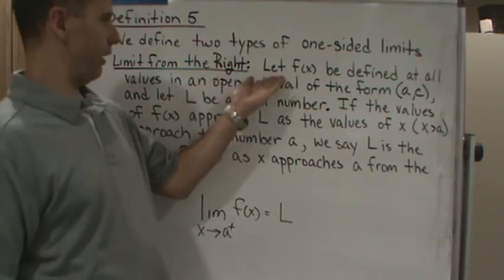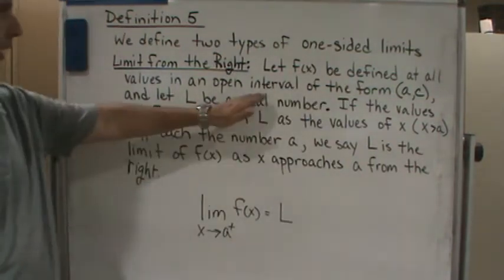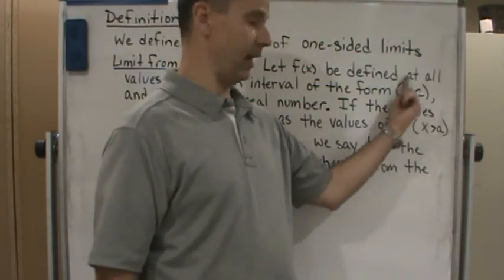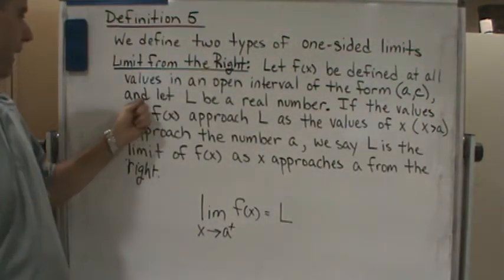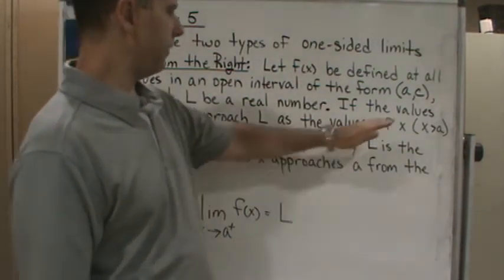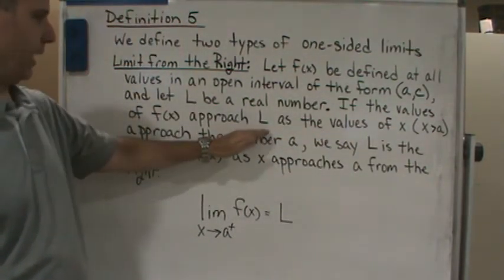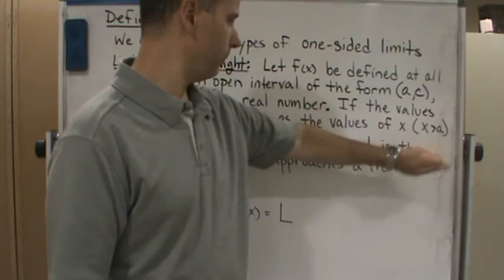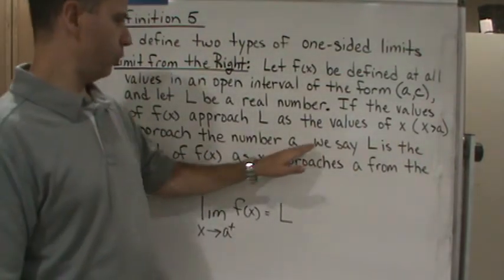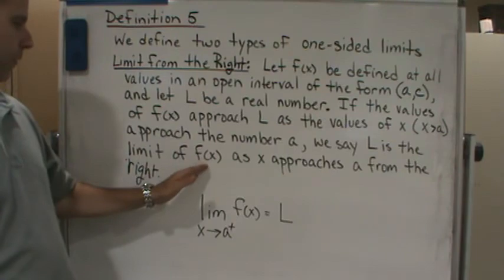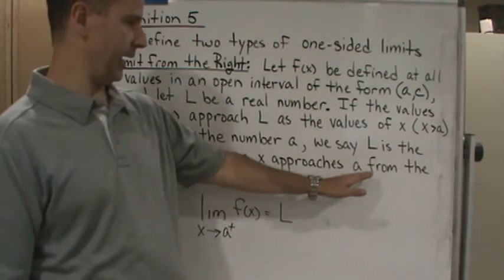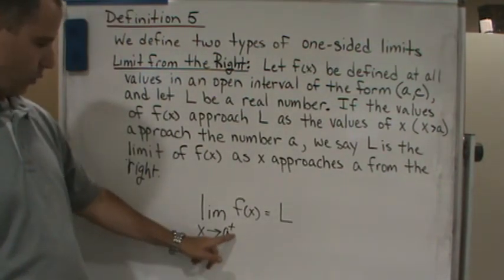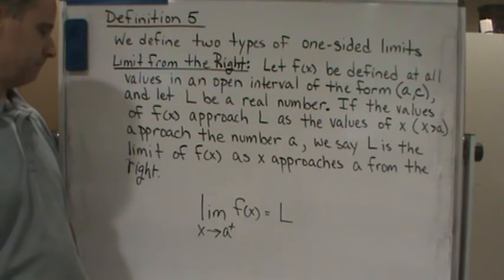So again, if we have a function defined at all values on an open interval from a to c, and so now we're talking about all values that are bigger than a, and let L be a real number. If the values of f of x approach L as the values of x, where we're coming from the right now, approach the number a, we say L is the limit of f of x as x approaches a from the right. And of course, we use this symbolism. So we have a plus instead of a minus.